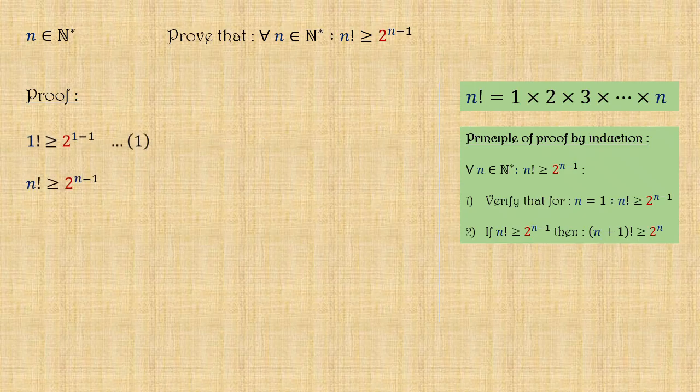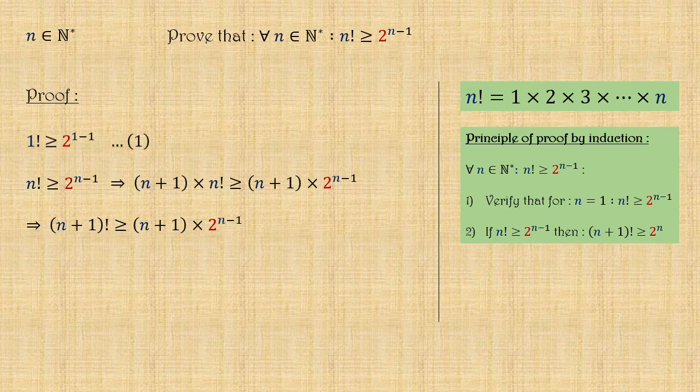Now, if the factorial of the number n is greater than 2 to the power of n minus 1, then if we multiply both sides of this inequality by n plus 1, we find that n plus 1, all multiplied by n factorial, is greater than n plus 1, all multiplied by 2 to the power of n minus 1. Which means that n plus 1 factorial is greater than n plus 1, all multiplied by 2 to the power of n minus 1. We'll note this result as assertion number 2.